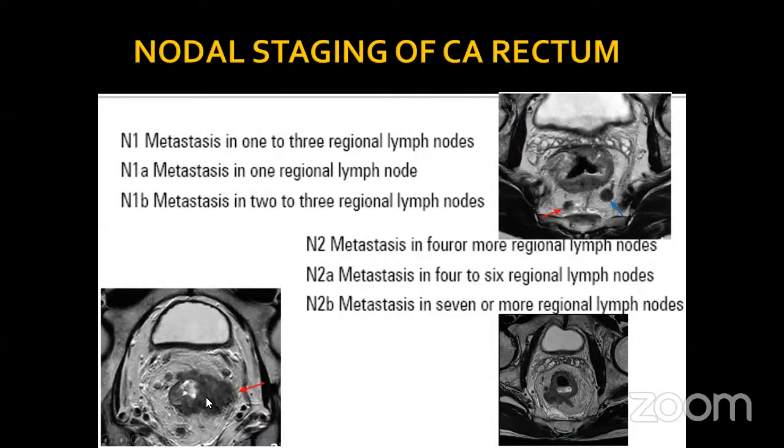So mesorectal nodes, if they go more cranially, will go to the superior rectal and inferior mesenteric group, and lateral pelvic wall nodes or extramesorectal nodes will go to the retroperitoneum. Sir, this is fundamental.